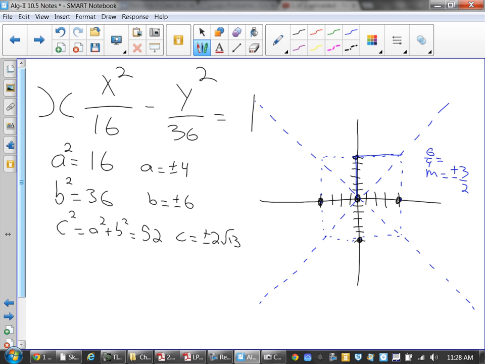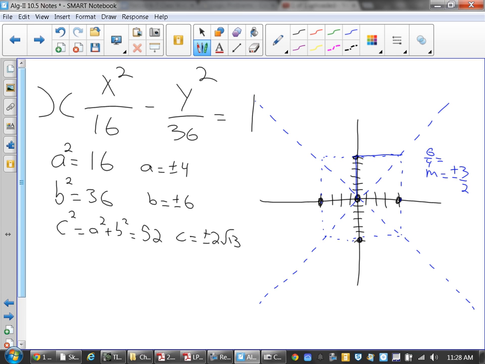All I did there. Okay. If I did the other one, I'd go down 6, right 4, so it'd be negative 6 over 4, so negative 3 over 2. That's why we write them out for both. All right, so now I plotted out my center, my vertex, my co-vertex, if you will, and then lastly, I got to put in my foci.